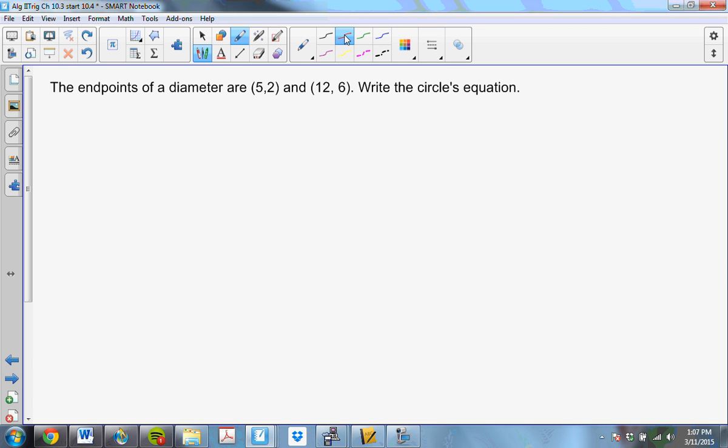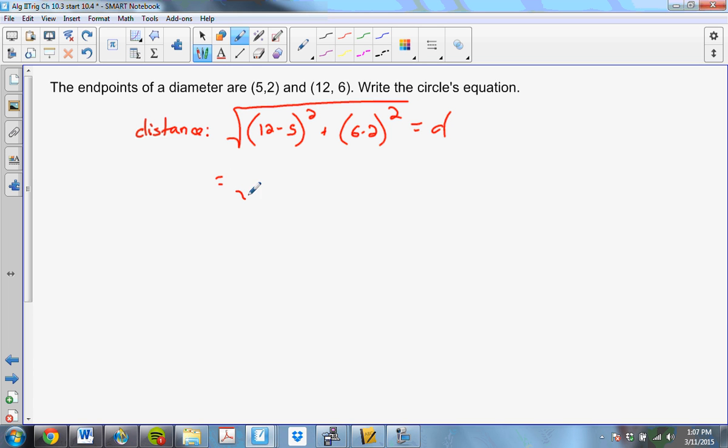Next. The endpoints of a diameter are (5, 2) and (12, 6). Write the circle's equation. The only way I can possibly do this is to first find the distance between those two points. I have to actually find the diameter. So if I do 12 minus 5 squared plus 6 minus 2 squared, and square root all of that, I'll get the distance. Well, that's 49 plus 16, and 49 plus 16 is 65, which is going to be just a little bit bigger than 8.